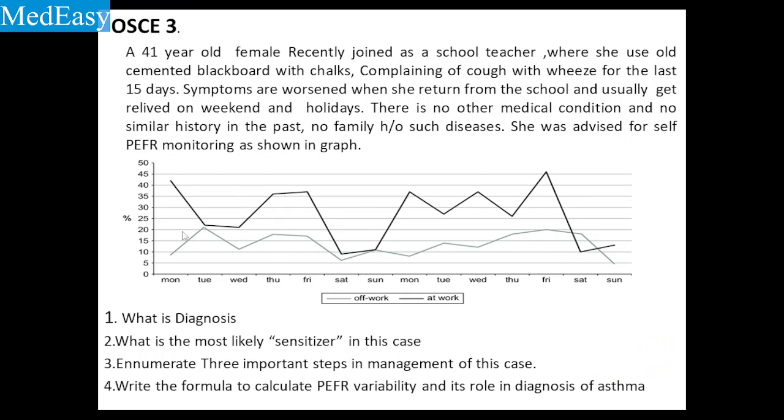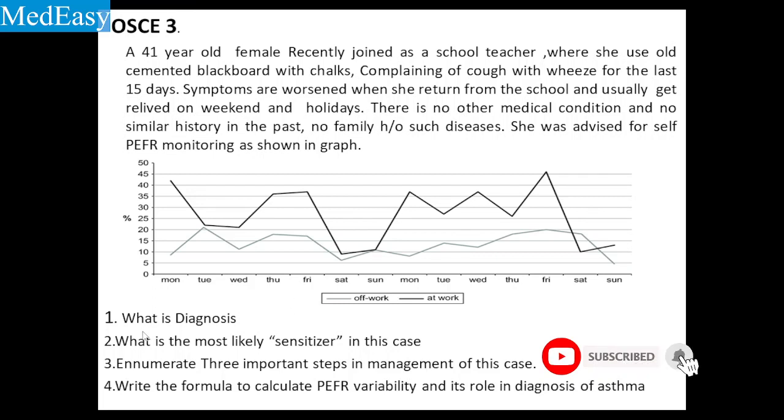We can see that on most of the weekdays, Monday, Tuesday, Wednesday, there is a significant PFR variation. This is the peak, this is the trough, peak, trough. So this is a significant PFR variation. But on Saturday and Sunday, there is no significant PFR variability.